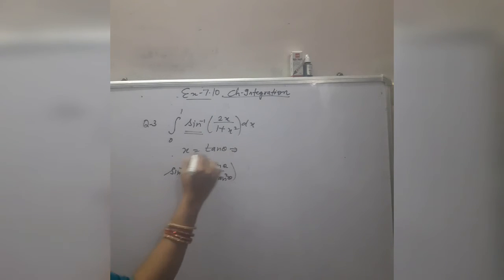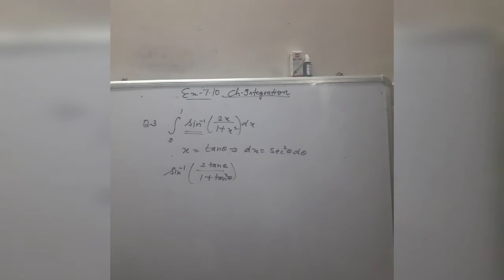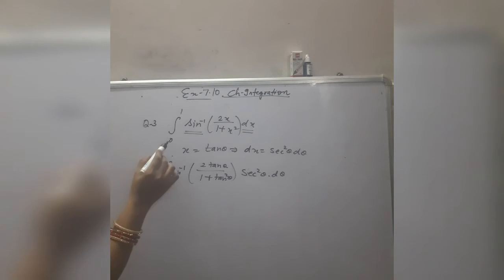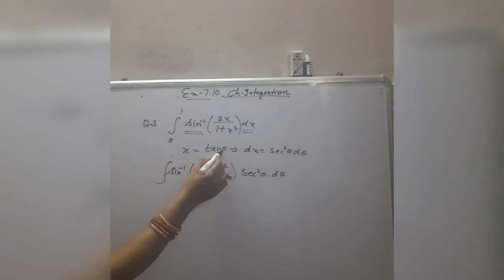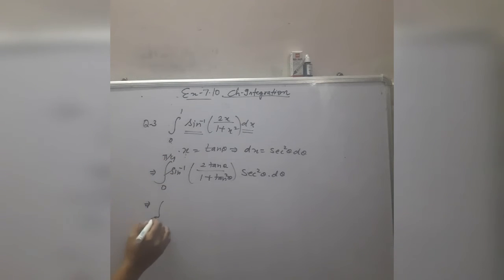into, taking derivative on both sides, dx is equals to derivative of tangent, which is secant square theta into d theta. In place of dx write down secant square theta into d theta. Now see the limits. If you are taking x is equal to 0, then what is the value of theta? Theta will be tangent inverse x, tangent inverse 0 means 0, and tangent inverse 1 is pi by 4, so limit will be 0 to pi by 4. Now this is the formula of sine 2 theta, and sine inverse is cancelled with sine, so you will get 2 theta into secant square theta into d theta.